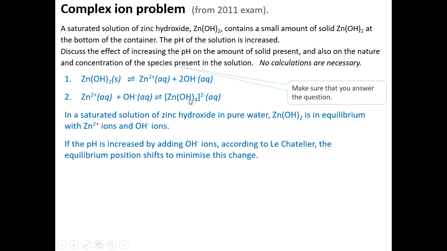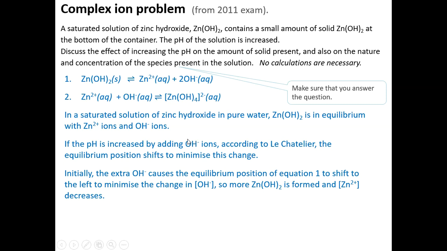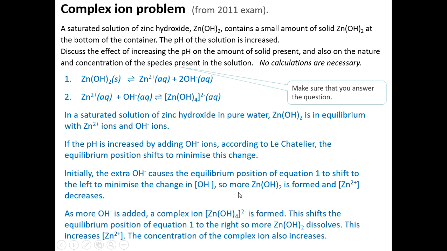And that means I'm taking zinc ions out of that equilibrium because I'm now forming the zinc complex ion, which means in equation 1, the equilibrium position is going to keep on shifting to the right to try and replace more zinc ions that are being used up to form the complex ion, which means that my zinc hydroxide will dissolve. So we say initially I'm going to get more of a precipitate, and finally, when I have enough OH minus, I'm going to form the complex ion. So I'm going to actually get my zinc hydroxide dissolving.